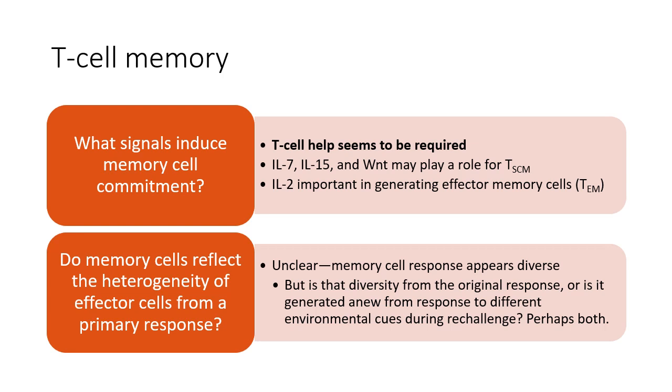You need the CD4 positive T cells to be able to make memory cells. It requires actual help. We know that some of the cytokines, IL-7, IL-15, and Wnt, an intracellular signaling molecule, play a role in making stem cell memory cells, but the pathway for this isn't totally clarified yet. We also know that IL-2 is important in generating effector memory T cells, which kind of makes sense. IL-2 was necessary for regenerating effector cells and getting that initial clonal blast going anyway.